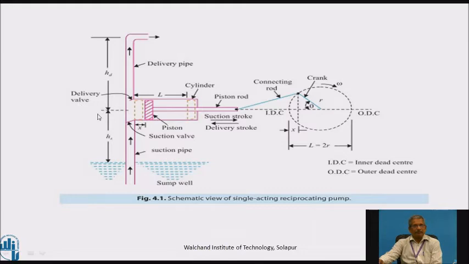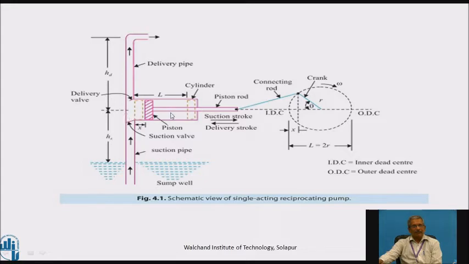It should be lesser so that you can get the discharge at a higher level, such as a multi-story building. Now let us consider that the crank pin is at IDC, sometimes also called 0 degrees. When it starts rotating in the clockwise direction, the piston at that time will be at the IDC of the cylinder, that is, at the end or head of the cylinder.